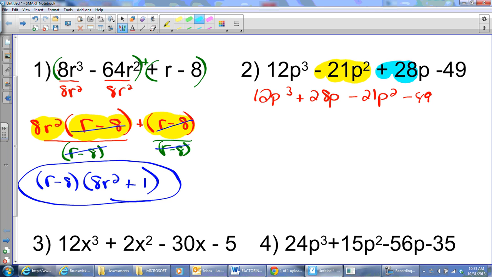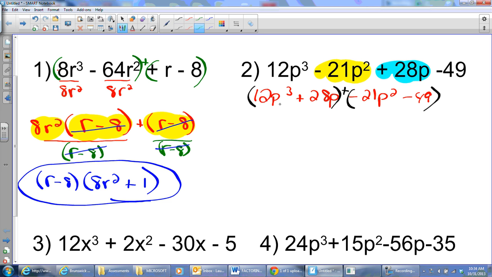Okay. And to me, I see that the 21 and the 49 go better together than the 28 and the 49. Makes more sense to me. Now, if you see it another way, that's okay. So I'm going to go ahead and group the first pair. I'm going to group the second pair, always grabbing that sign, always sticking a plus between my quantities.